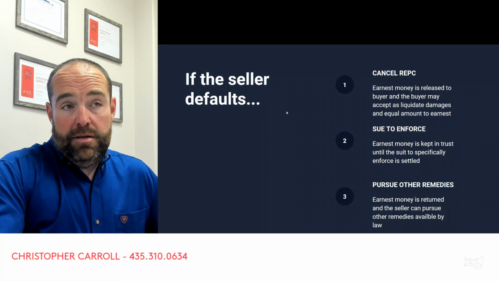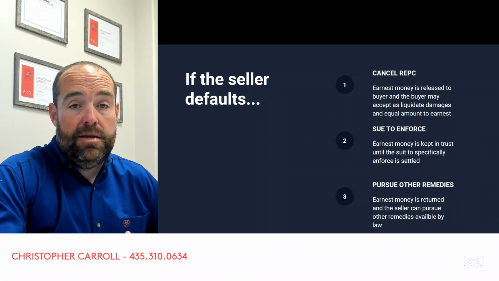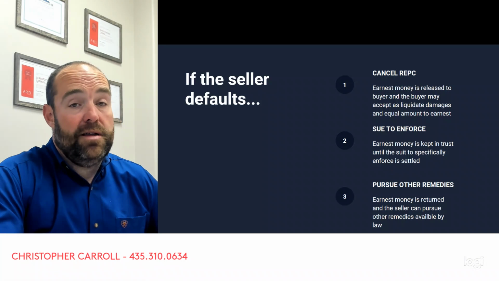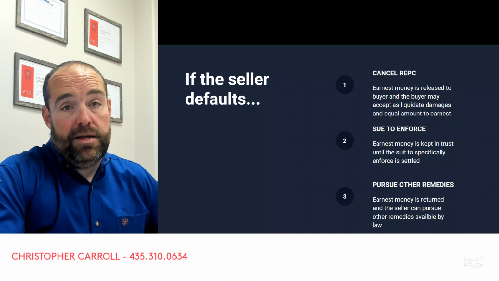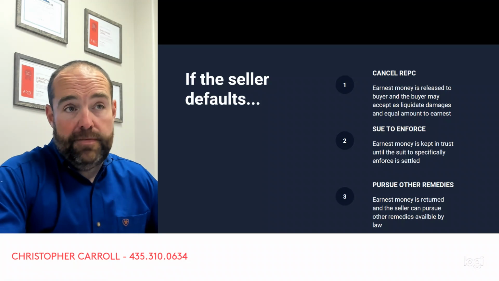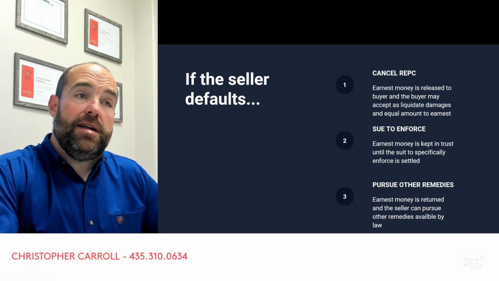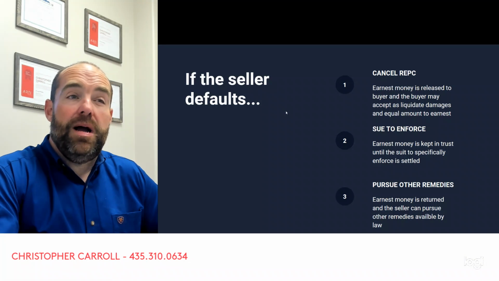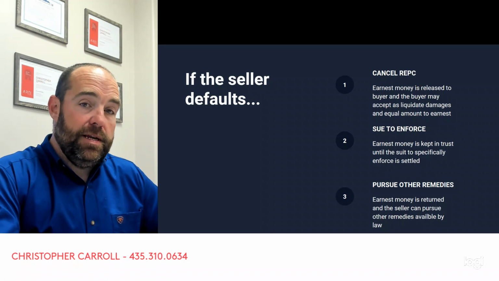If the seller defaults, there's 3 options that the buyer has. So if the seller decides not to perform in the contract, pulls out, does not want to sell the house after they've accepted, then the buyer has 3 options. The first is to cancel the REPC. This one gets interesting. So the earnest money is released back to the buyer, and the buyer may accept as liquidated damages an equal amount to the earnest money.